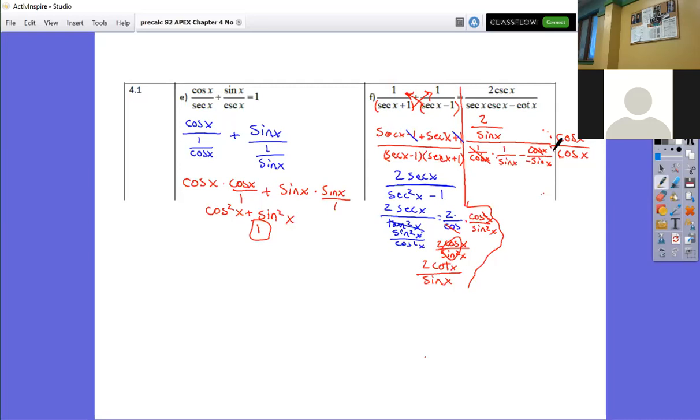So now what that's going to turn into is 2 cosine of x over sine of x, because we're multiplying just the whole fraction. So really it's going to be cosine of x over 1 and cosine of x over 1. Okay? Because we're just multiplying by the reciprocal. That's what I did wrong. Okay, sorry. Okay, so now that's going to cancel.